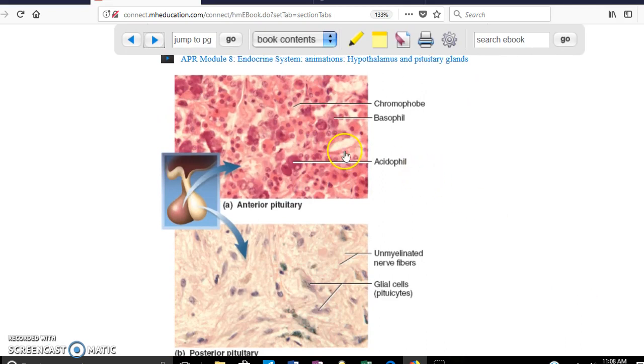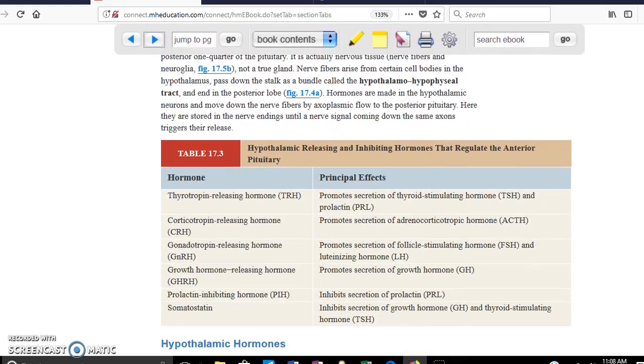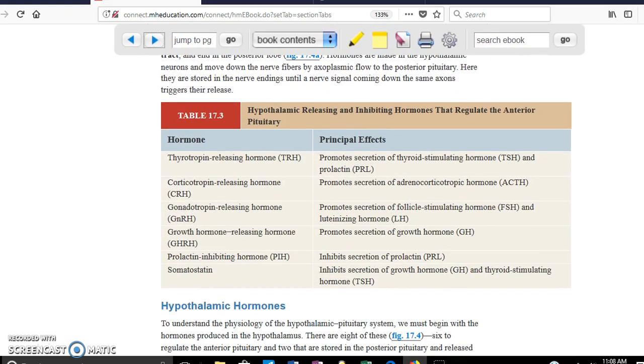Right here, you have a nice figure showing you that, in fact, yes, this is a pituitary gland, but you can see even in the histological view that they are two completely different structures. This is the neurohypophysis, this is the adenohypophysis. Anterior pituitary, and this is posterior pituitary. So if we keep scrolling down, we can see here the hormones that are released by the hypothalamus.